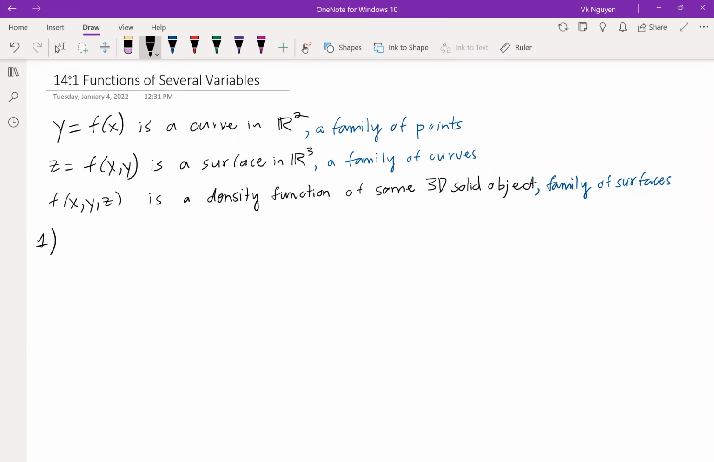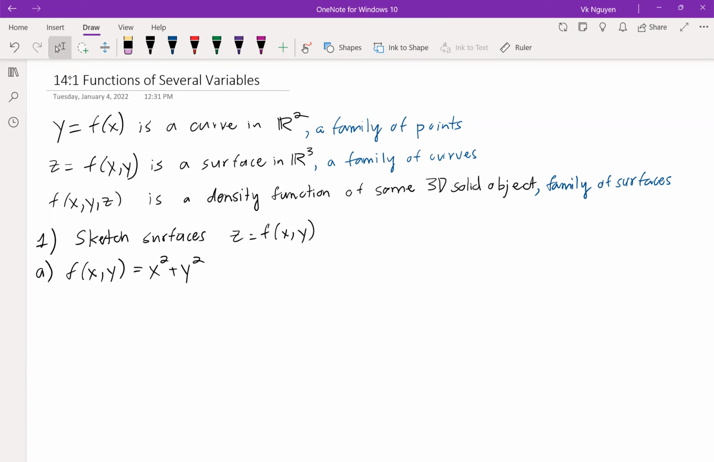The first thing that I want to do in this section is be able to sketch surfaces. f(x,y) equals z, or z equals f(x,y). I'm just going to use z equals f(x,y) here. Okay, sketch surfaces. What do we have here? Well, let's do an example: f(x,y) equals x squared plus y squared.